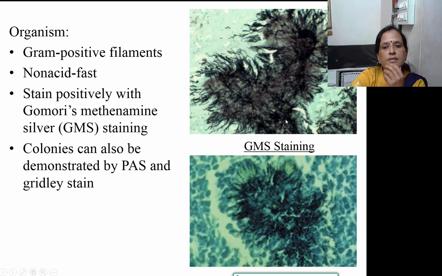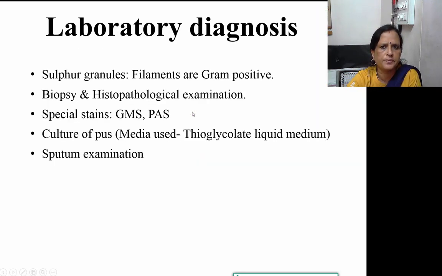So these are the special stains. The gram-positive filaments I told you about, showed there. Then they are non-acid fast. If you do an acid fast stain, they do not take up that magenta color. Then silver stains, yes, Gomori's methenamine silver. Whatever silver stain we talk of, the end product would be black in color. See, black filaments. This I already told you. So if there are sulfur granules, please pick them up, send them to the department, or just crush and do a gram stain. So the filaments are gram positive.